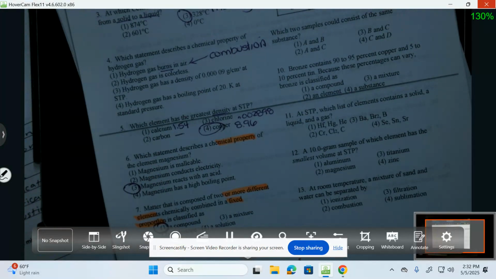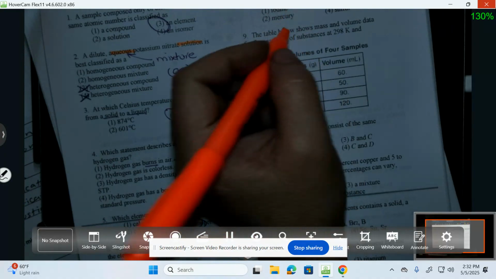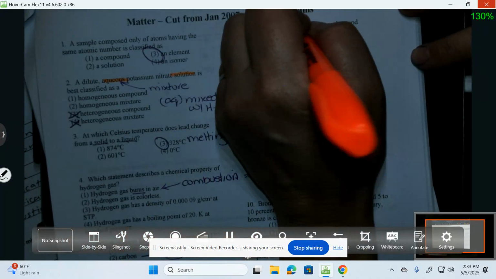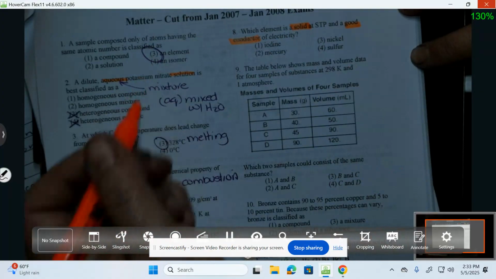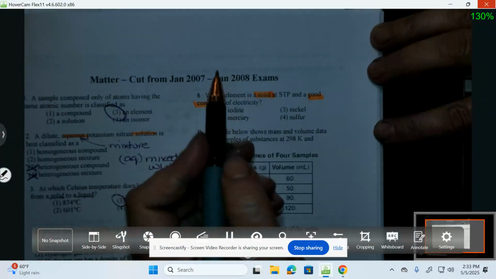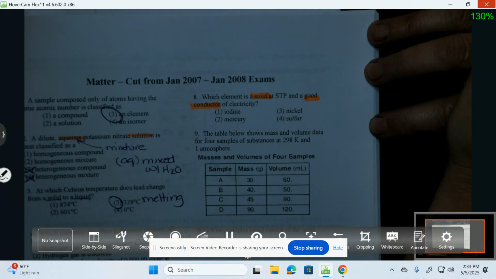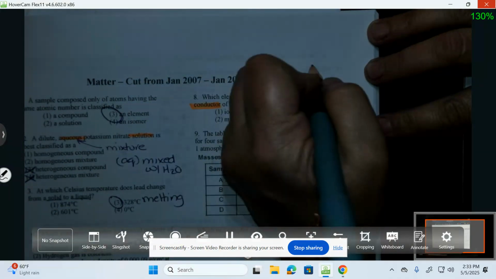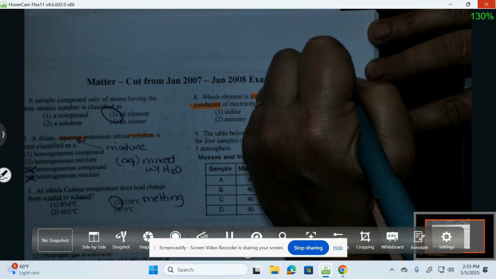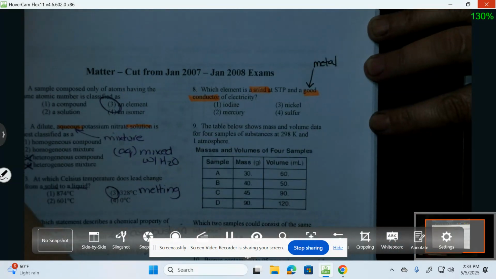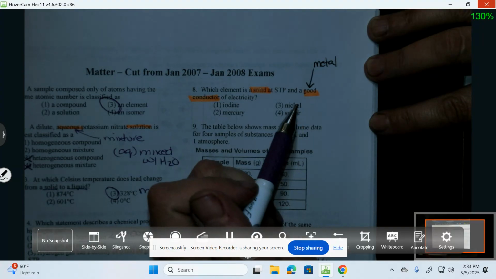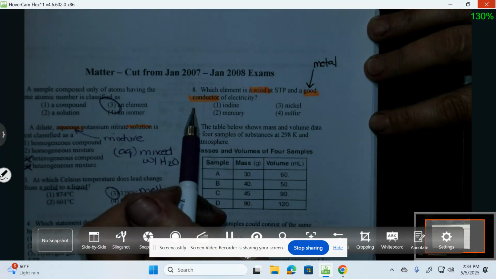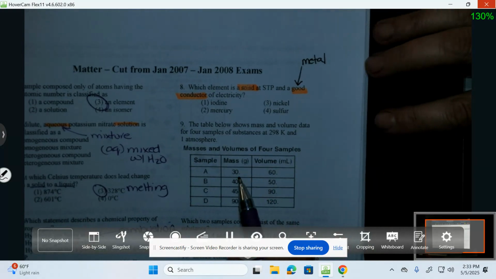Okay, continue right along. Which element is a solid at STP and a good conductor of electricity? So we want a solid and we want a good conductor. If it is a solid, that's most of the periodic table. If it's a good conductor, what do we know about it? It's going to be a metal. Okay? So let's find the metal.